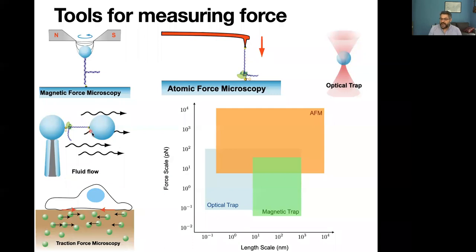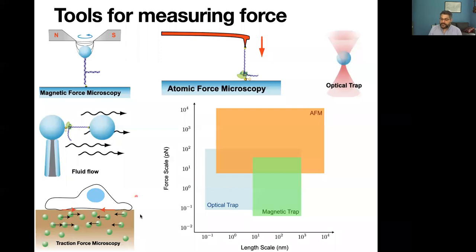If you know the drag coefficient, let's say of this sphere here, and I'm flowing fluid past it, I know what the force on that sphere is. It's F equals the drag coefficient times the fluid velocity. And so then I know equivalently that that force is being applied to this molecule here, and I can read out how much force is being applied to that molecule.